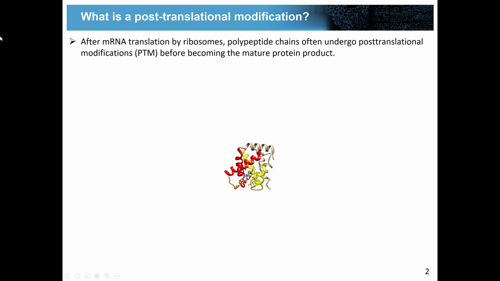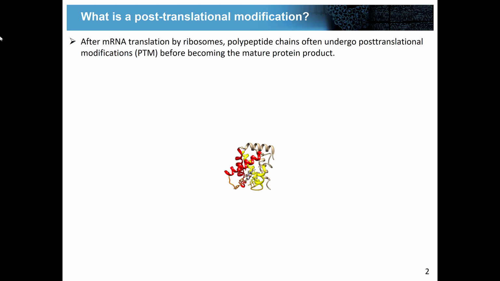So what is a post-translational modification? I guess in this audience here, I do not really have to introduce that, but let me just very briefly summarize. So after mRNA gets translated by the ribosomes, the formed polypeptide chains are often not the ready mature protein, but they need to undergo further processing before they become the functional mature protein. And these further processings is what we call post-translational modifications.